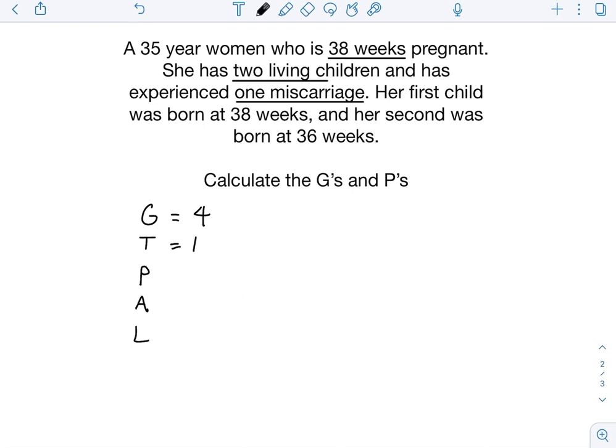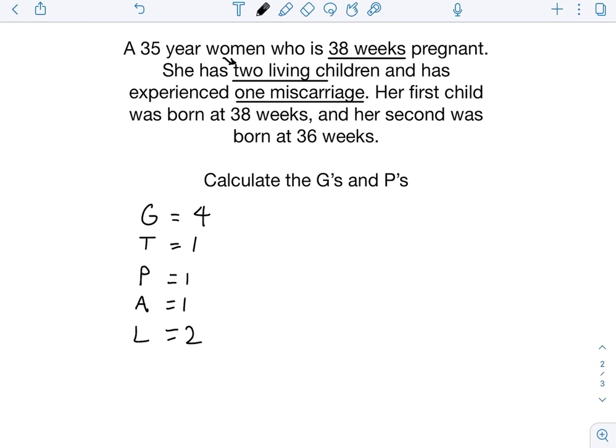Now just moving to preterm, and pretty simple here. We just see that one of her children was born at 38 weeks, which is term, and then 1 was born at 36 weeks, and 36, of course, is less than 37, so we're going to give her 1 for preterm. All right, now let's go ahead and look at abortions. And for this, we don't see any medically induced abortions, but we do see a miscarriage, so this is going to give us 1 on the abortion. And then finally, our last one is going to be living children. And for this, as is mentioned right here, she has 2 living children, bringing L to 2.